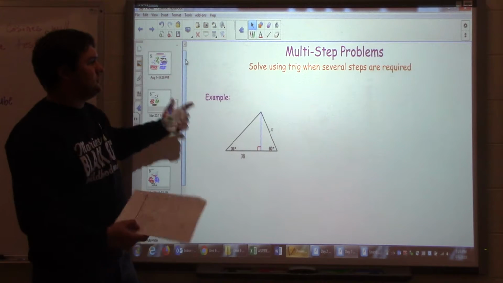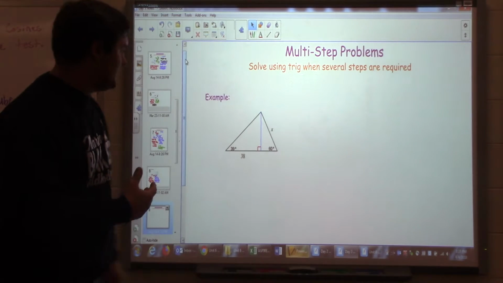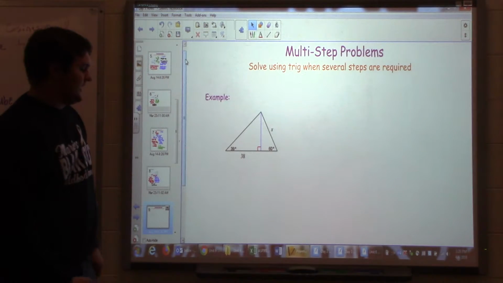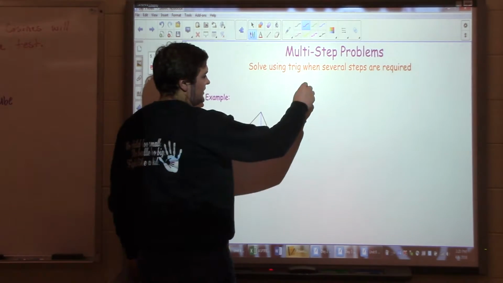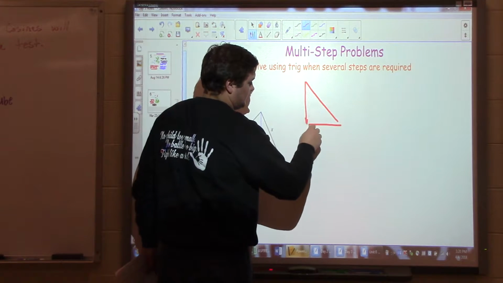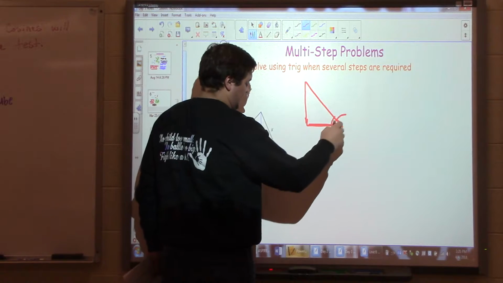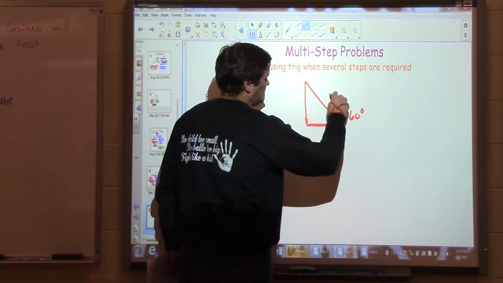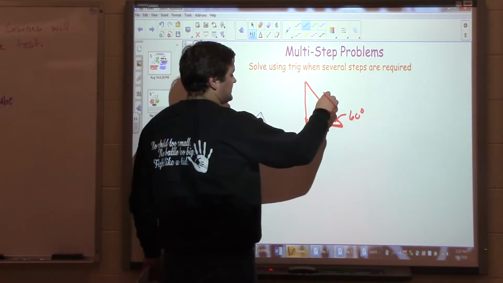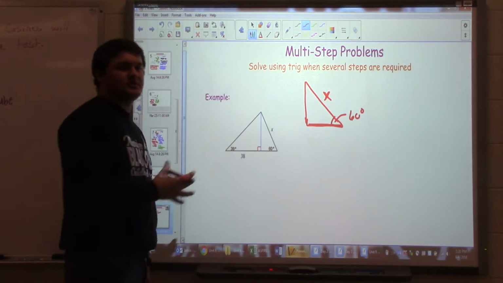The next one, solving using trig when several steps are required. So in this case, I want to find X. It's on the whole opposite side over here. If I look at that triangle that X is a part of, that right triangle, all I'm given right now is an angle of 60 degrees and X. So I need to find one other piece in this triangle before I can solve for X.